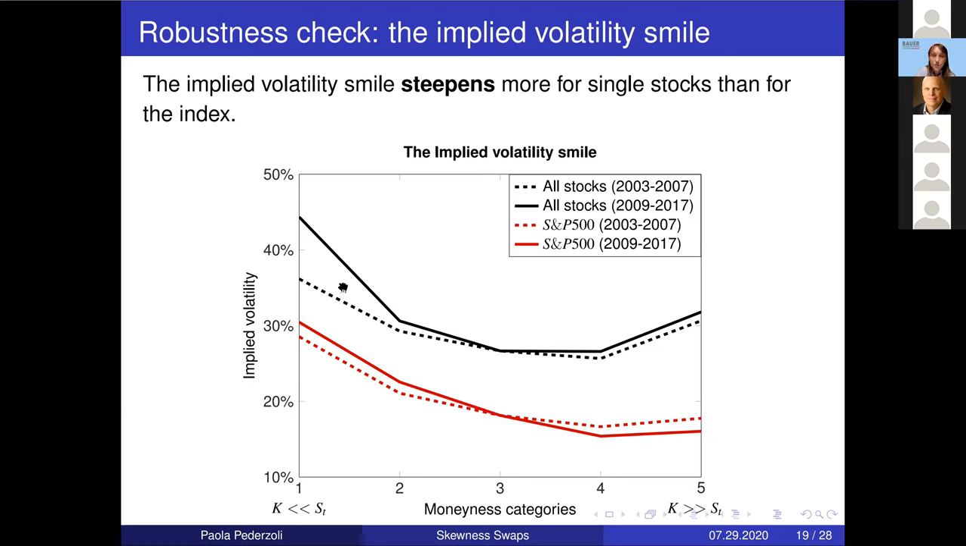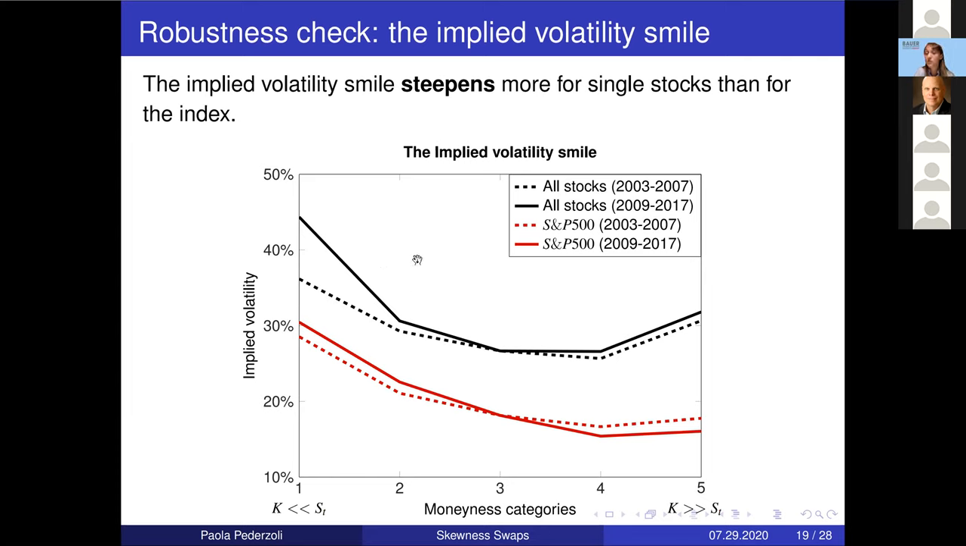And this is due to the fact that the out of the money put options become more expensive. And of course, this drives my results. So this is like my risk neutral skewness, my fixed leg becomes more negative. So it seems that investors are concerned about crashes in individual stocks, but in a way that is not fully explained by the market skewness risk, because it's different.